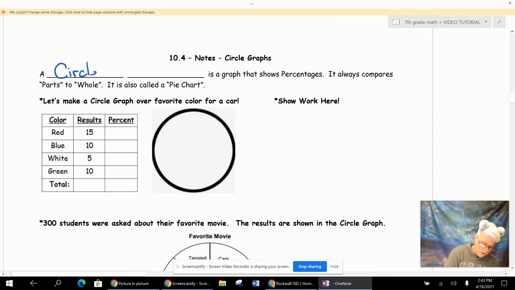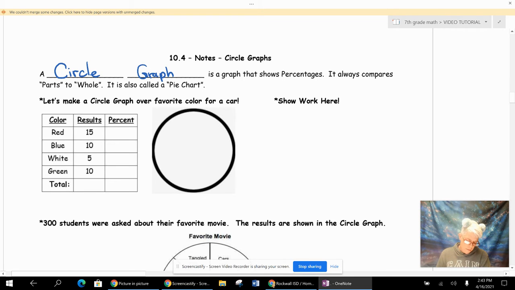A circle graph is a graph that shows percentages. It always compares parts to whole, and we have had tons of experience doing parts to whole and finding percents this year. Sometimes it can also be called a pie chart because it's shaped like a pie. And when you cut up a pie, it's kind of like the wedges in a circle graph.